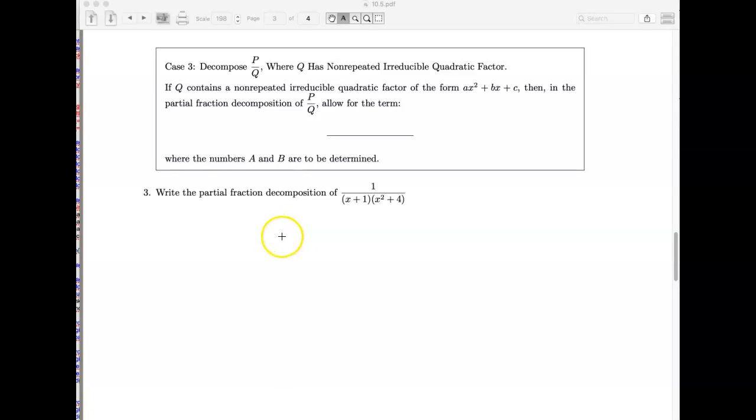Hey everybody, let's look at case 3, where the denominator is a non-repeated irreducible quadratic factor. What that means is we have a quadratic equation whose solutions are complex values. In order to set up this partial fraction decomposition, it'll be in the form (Ax + B) over (ax² + bx + c). And we're going to determine the values for A and B.